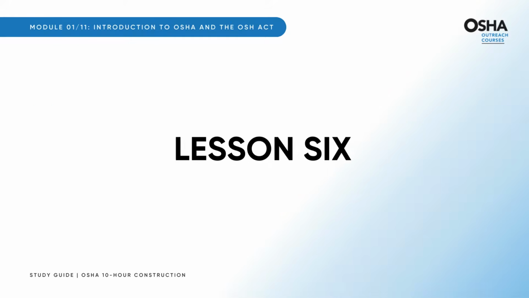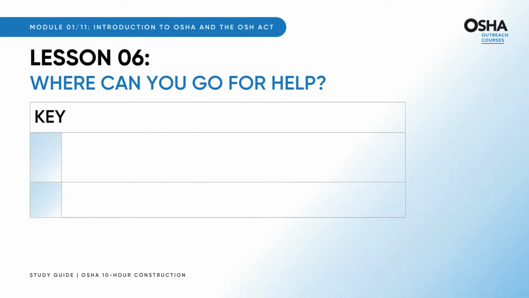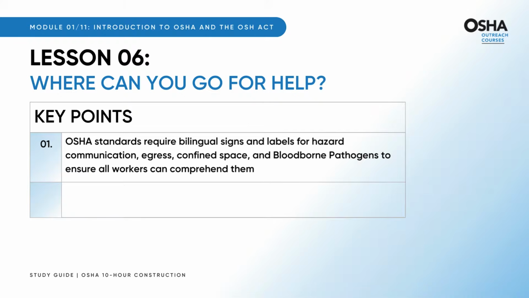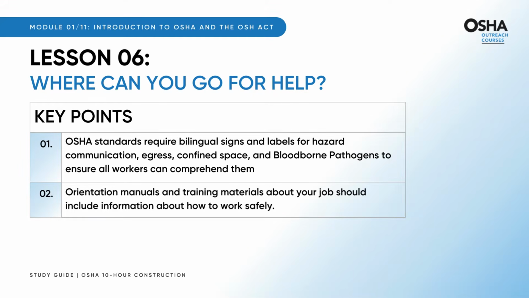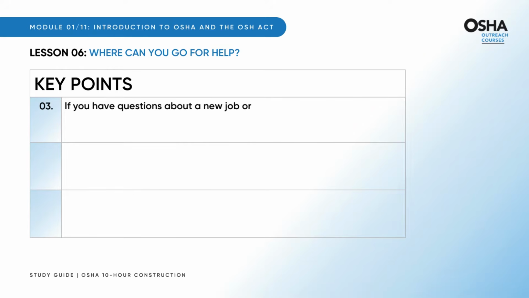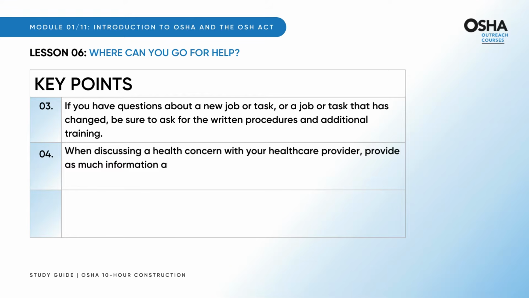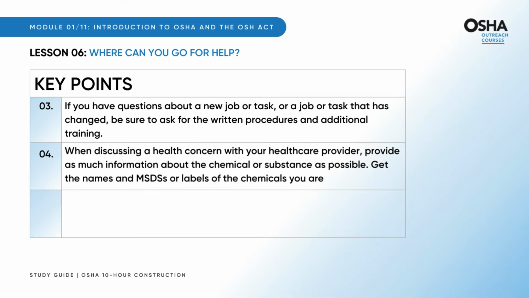Moving on to the last lesson of Module 1, where can you go for help? The key points are: OSHA standards require bilingual signs and labels for hazard communication, egress, confined space, and bloodborne pathogens to ensure all workers can comprehend them. Orientation manuals and training materials about your job should include information about how to work safely. If you have questions about a new job or task that has changed, be sure to ask for the written procedures and additional training. When discussing a health concern with your healthcare provider, provide as much information about the chemical or substance as possible. Get the names and MSDSs or labels of the chemicals you are exposed to.